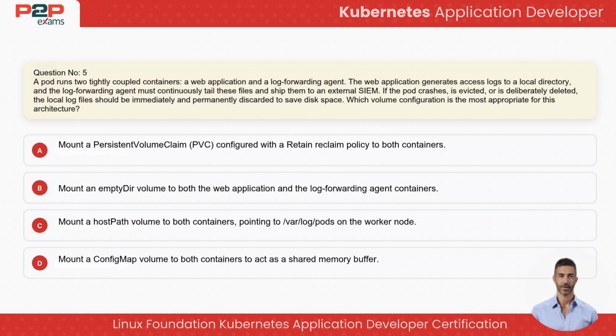Option A, mount a persistent volume claim, PVC, configured with a retain reclaim policy to both containers. Option B, mount an emptyDir volume to both the web application and the log forwarding agent containers. Option C, mount a hostPath volume to both containers, pointing to /var/log/pods on the worker node. Option D, mount a ConfigMap volume to both containers to act as a shared memory buffer.